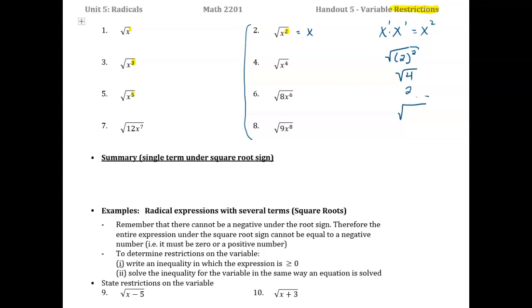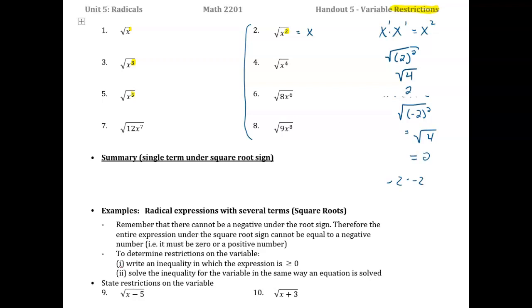Let's try a negative. So let's make it a negative 2 squared. Well, we get 4. Not a negative 4, we get 4. Because a negative 2 times a negative 2, that's what squaring means. So you're doing a negative 2 times a negative 2. Negative times negative is positive. Well, you're back to this step. You just get a 2. Square root of 4 is 2.